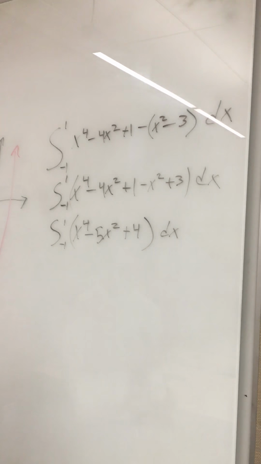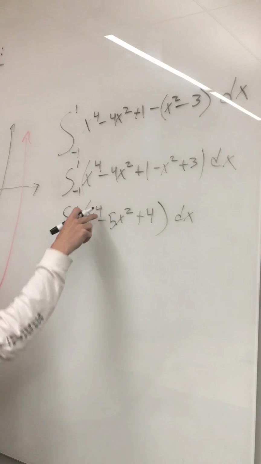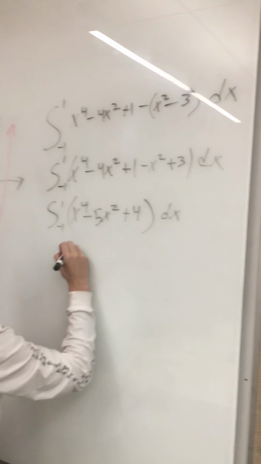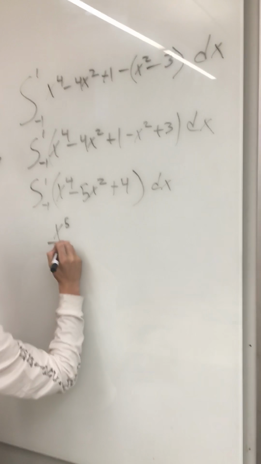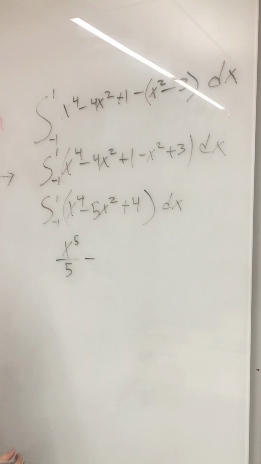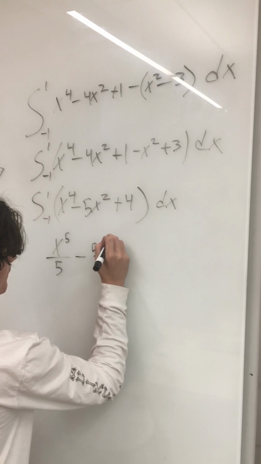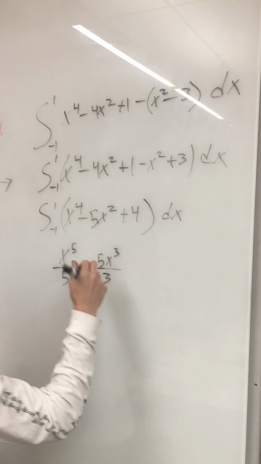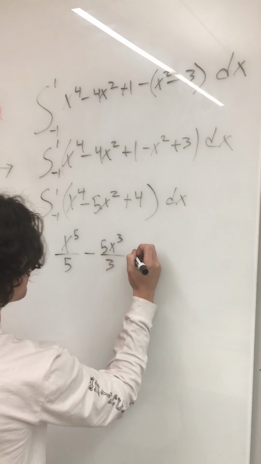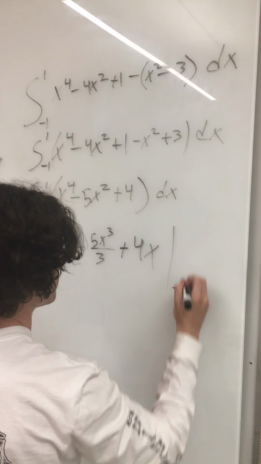And then from there you can integrate using power rule here. So x to the 4th power rule says that you raise the exponent and then put it over 5, so it'll be x to the 5th over 5. And then you do minus 5x to the 3rd over 3, which is the integral of 5x squared. And then the integral of 4 is just 4x, and this is evaluated from -1 to 1.